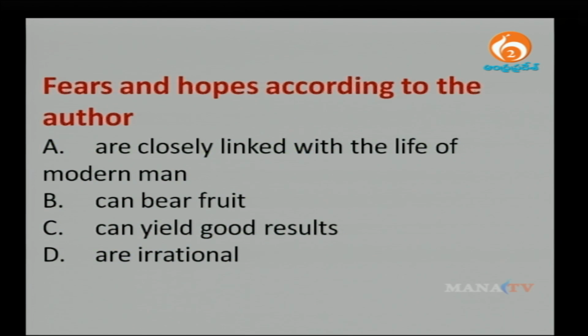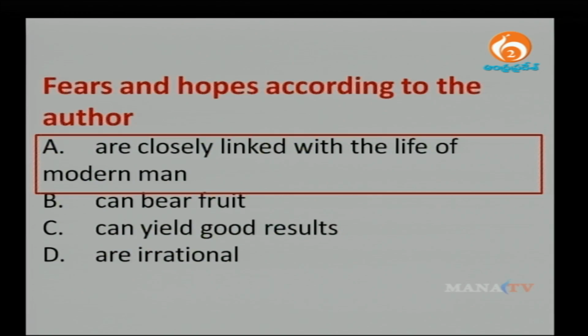The question says, as per the author, what do fears and hopes mean? Fears and hopes mean they are closely linked with the life of a modern man. Can bear fruit means it's useful. Can yield good results means it can lead to good results. If you fear something or if you have high hopes, it's good. Irrational means where you're not being partial to anything. Of course, the correct answer is the first one, that they are closely linked with the life of a modern man.